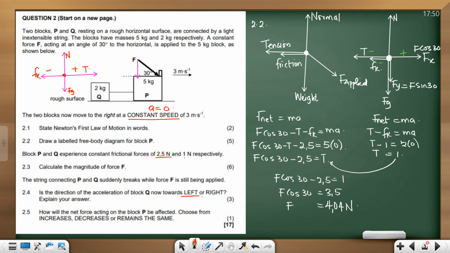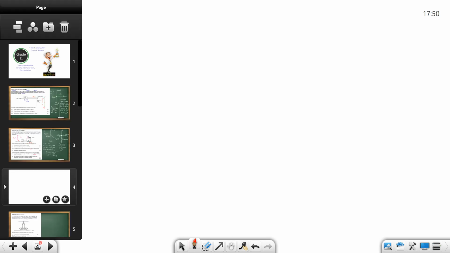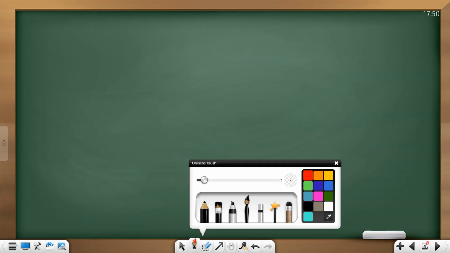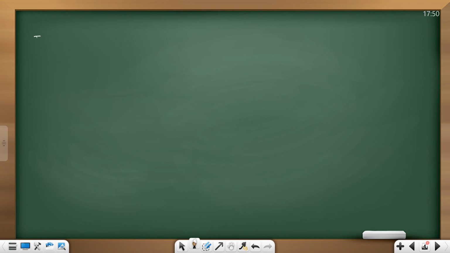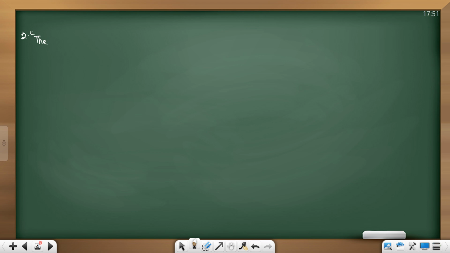Once the string breaks, the only force present is the force of what? Friction. So you've got to use Newton's second law to answer that. Let me give you a step-by-step way of answering that. One second, just trying to change this board. Okay, so we're going to say that the only force, which is 2.4.